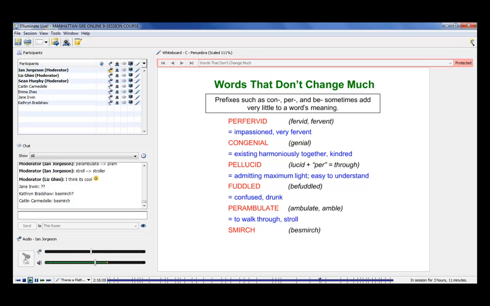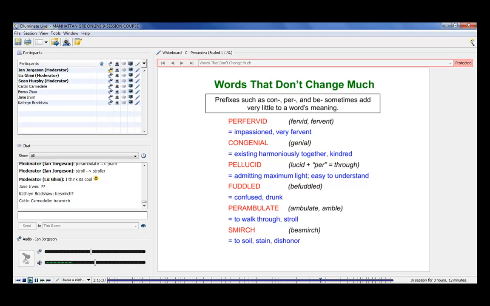Yep, besmirch. Besmirch means to taint or soil or dishonor. And so smirch means the same thing. It's a verb that means to dishonor especially. Nobody uses smirch. Everybody uses besmirch. That being said, it would never surprise me if I ran into the word smirch on the GRE.